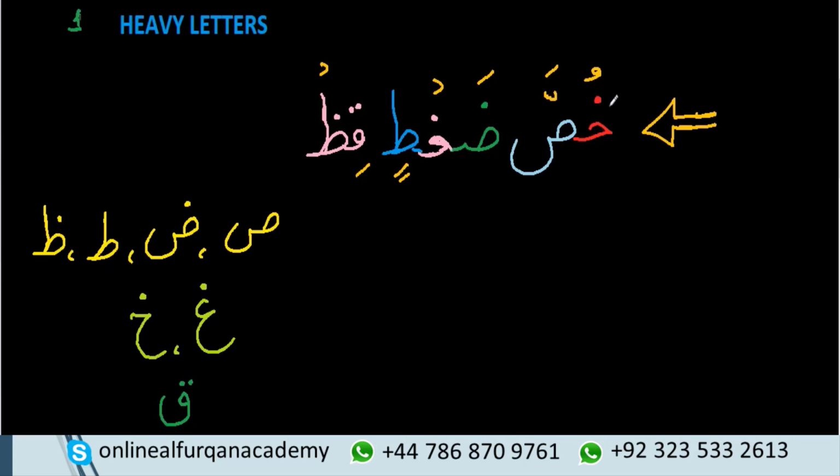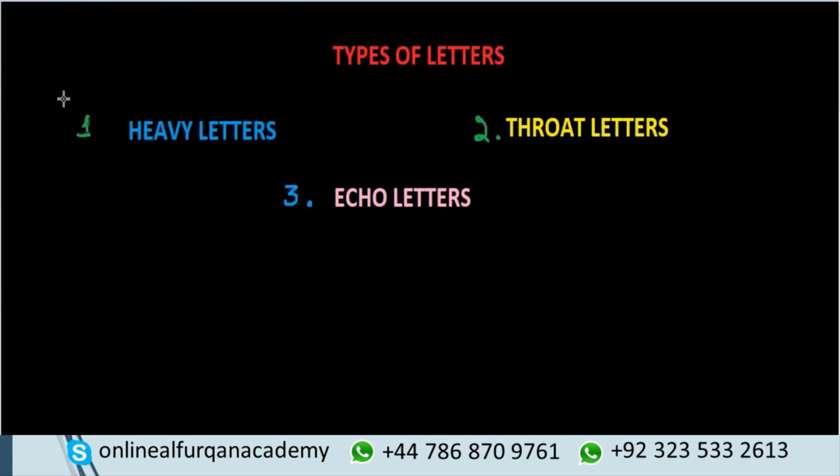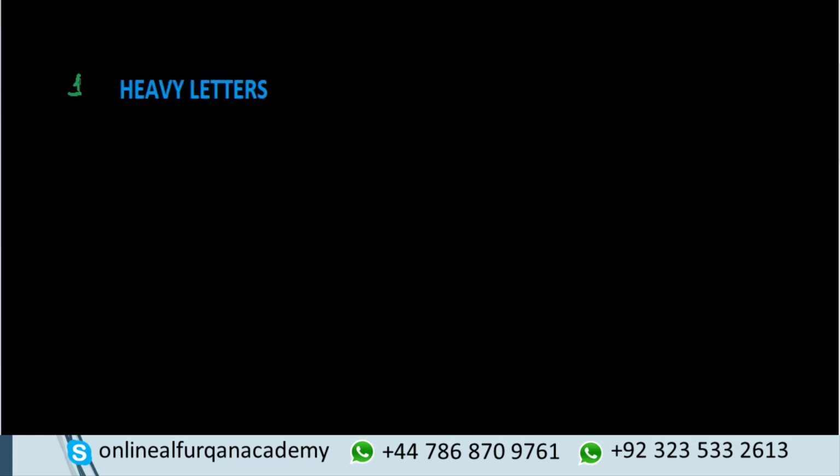Either you can memorize these 7 letters in this way, like khussa daqtin qid, or you can memorize in this way, like sa da ta za, the first group, and then second group ghain kha we can make, and then in the last group we have just 1 letter. So these 7 letters all the time we have to pronounce with thicker sound. So let's talk about number 1. So we have 7 letters. All the time we are going to pronounce them with heavy sound, like with full mouth.